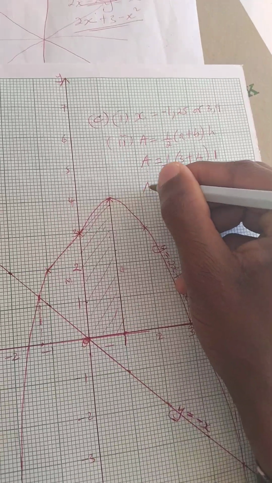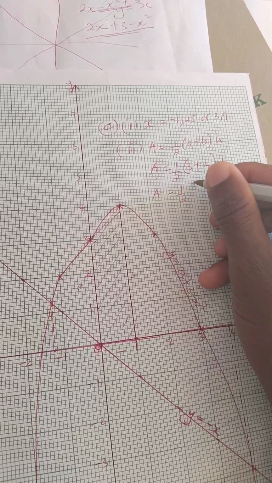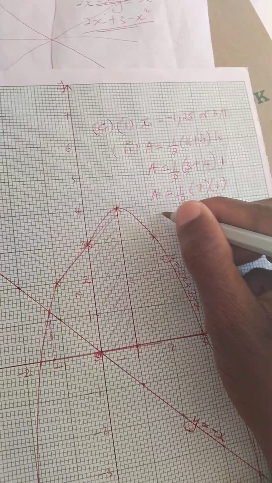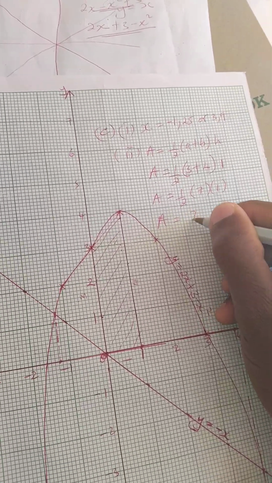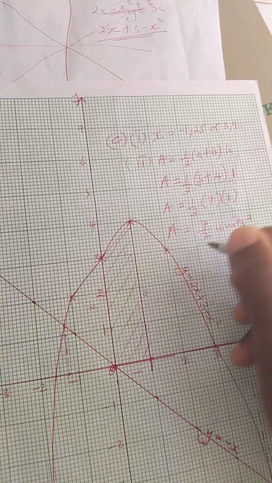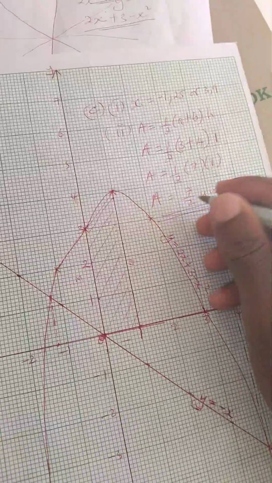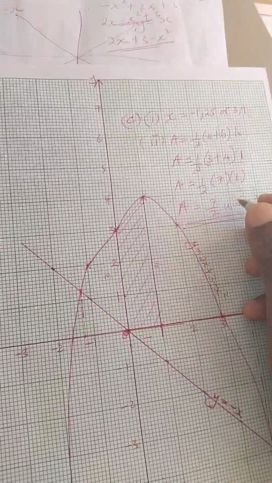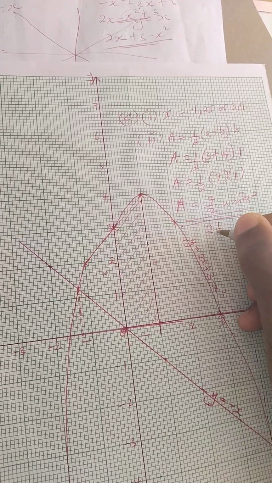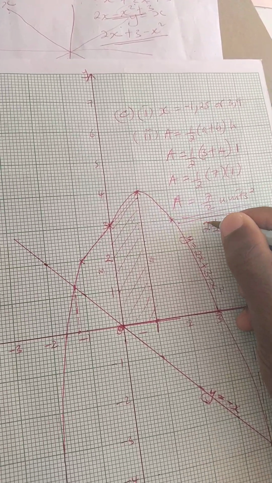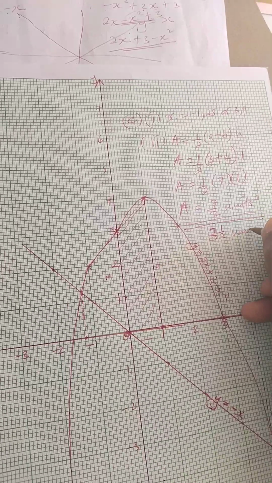Then simplify: A is equal to half times 7 times 1, so here we get A is equal to 7 over 2 units squared. Or you can simplify to 3.5 units squared. So thank you so much.